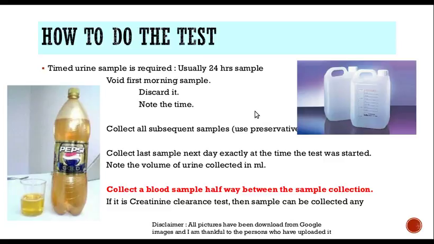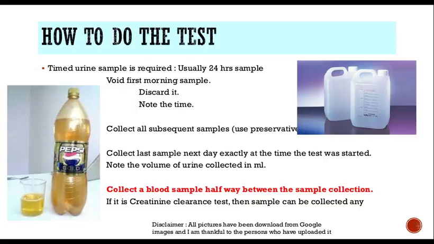Next day at 8 o'clock, or the time at which the study was started, the person is expected to void whatever urine is present. That is, discard the first sample, start collecting all the samples for the next 24 hours, and then next day at the same time when the test was started, whatever urine is there, pass that and collect it. Somewhere in between, collect a blood sample for testing also. If creatinine clearance is the test being done, then the blood sample can be collected anytime because the creatinine level stays constant throughout the day.